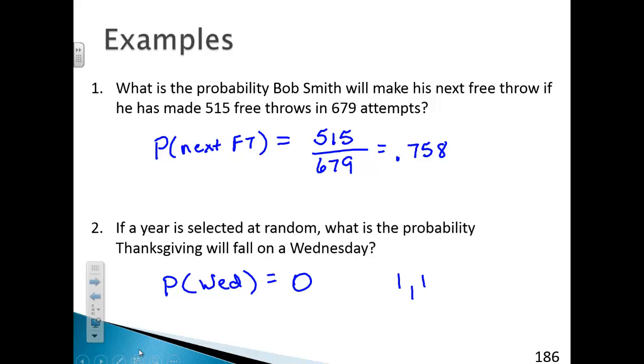That question is just in here to make you realize that you are going to have to think about these questions. What are they asking? This one was asking for something that was impossible. Thanksgiving is never on a Wednesday.